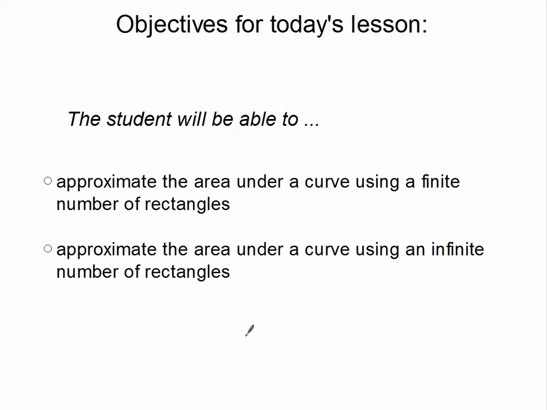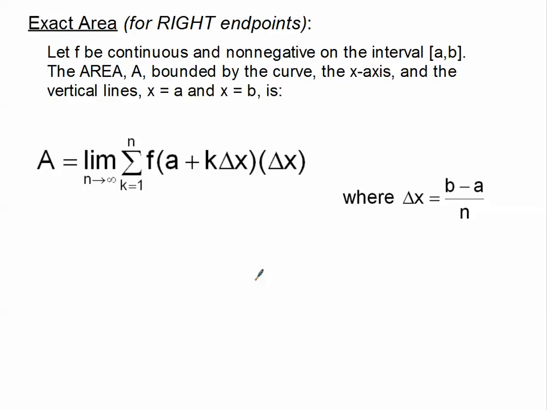In our final tutorial, we will approximate the area under a curve using an infinite number of rectangles. So let's flip over to this part of our notes, and we're talking finally about exact area. And we are doing it for right endpoints. There is another method using left endpoints, but we'll save that for a later day. So let's look at our definition.